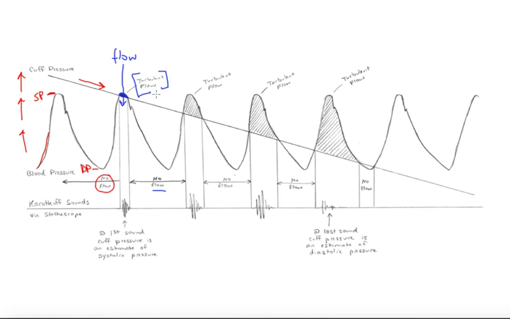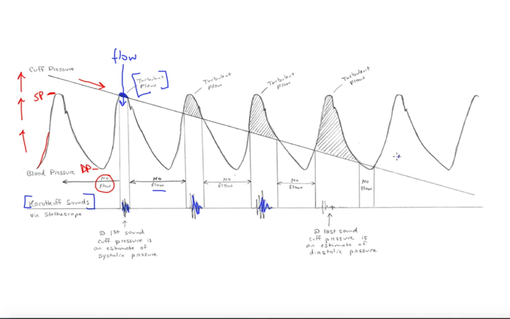Here's where a stethoscope comes in. Because it's noisy, the stethoscope will hear it, and the sounds you hear, which are due to turbulent flow in the artery, are called Korotkoff sounds. So this is a Korotkoff sound, and then there's none because there's no flow, and then there's a Korotkoff sound, then none, then Korotkoff again.